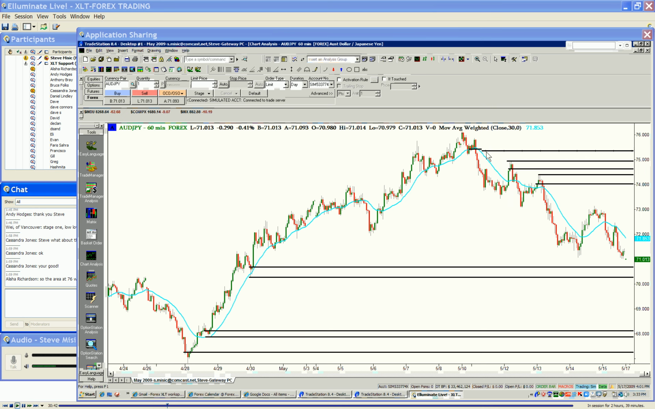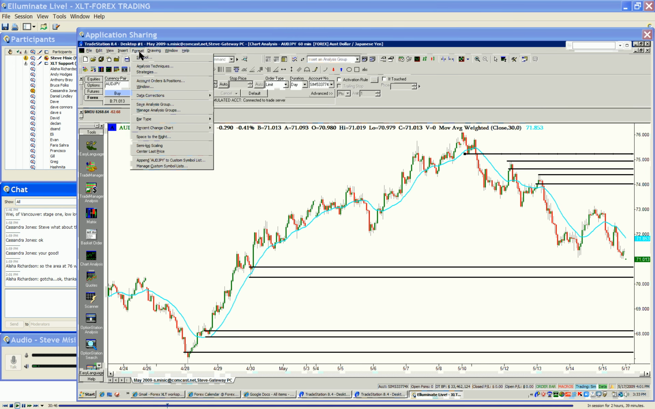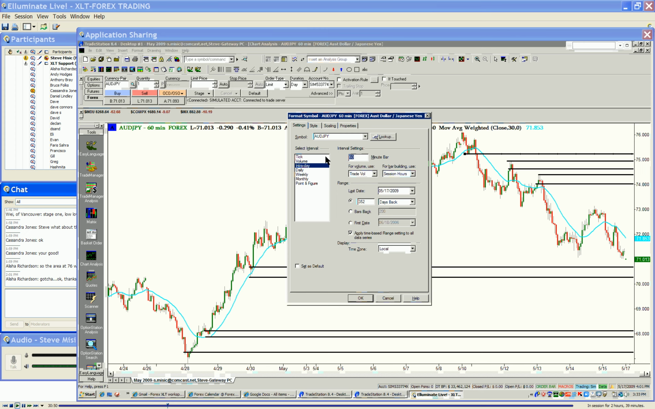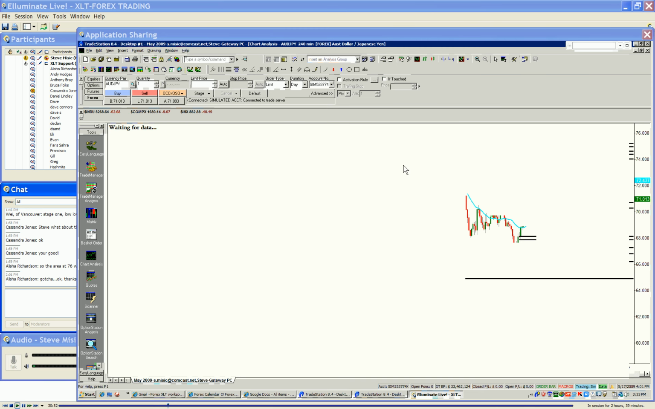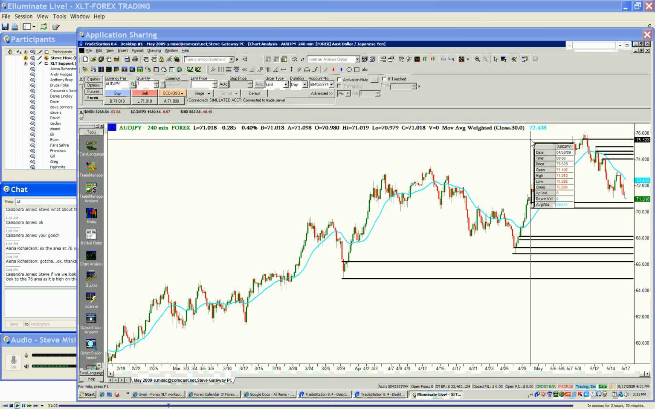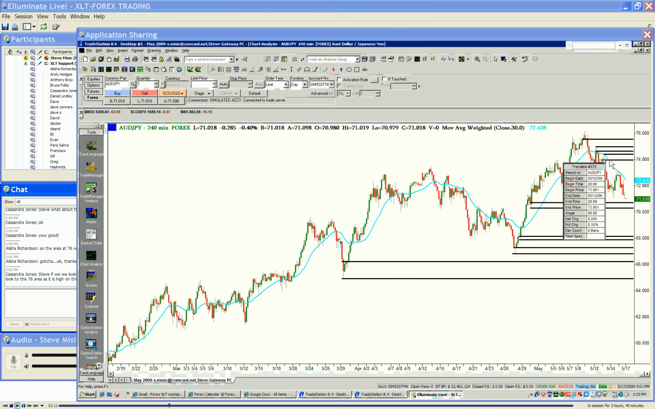So since this should be a 240 chart, what I'm going to do here is turn this back to a 240 chart. And for anybody that's asked this question before, you just go right back here and type in the number of minutes you want on the chart. And you can see that that area is still fine, that 76 area. It's just the turn might come a little bit sooner, closer to 75.50. Right? And these are some of those areas below current price that we were talking about.